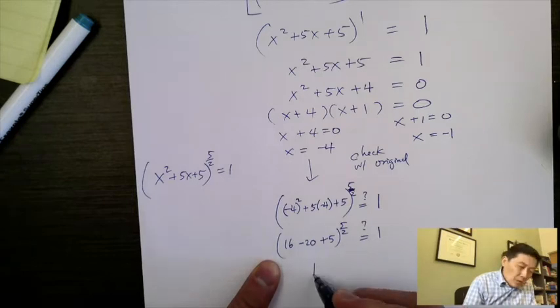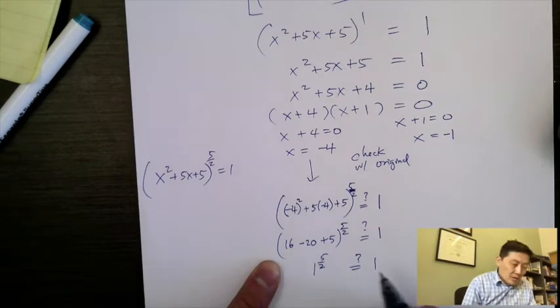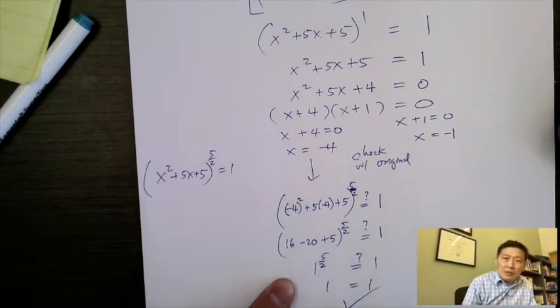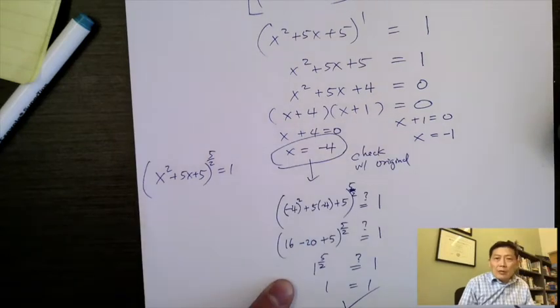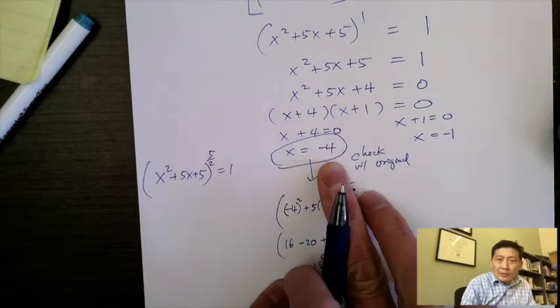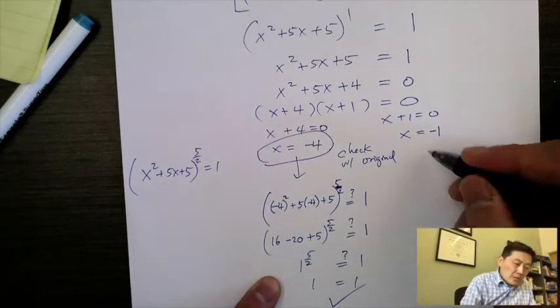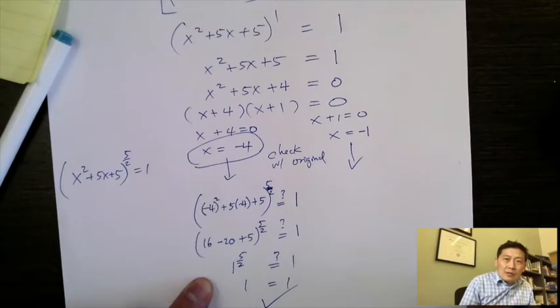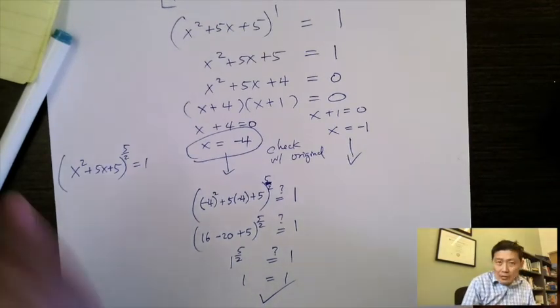So you got 1 to the five halves power is equal to, is it equal to 1? Sure it is. 1 to any power is equal to 1. So 1 is equal to 1. So this one checked out. So we say, okay, x is equal to -4. X equal to -4 is one of our answers. So now we go over here and then we say let's check x equal to -1 and see if x equal to -1 is indeed also a solution.